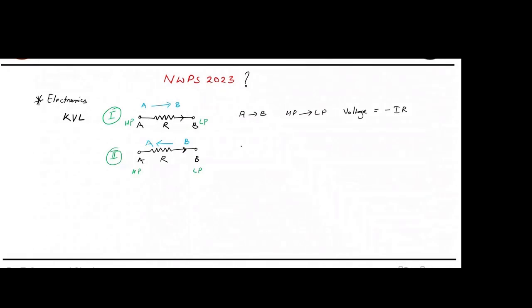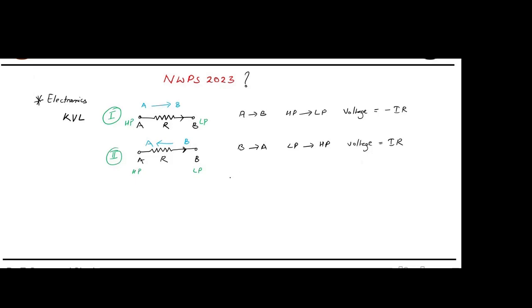Similarly, when I'm going from B to A, I'm going from lower potential to higher potential. So here, the voltage will be plus IR, since I'm going from lower to higher. Are you able to follow this? Please try to grasp this concept, because throughout the session, I will be using this KVL to solve all the NET GATE questions, right?